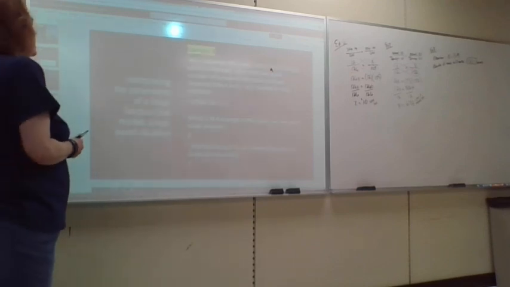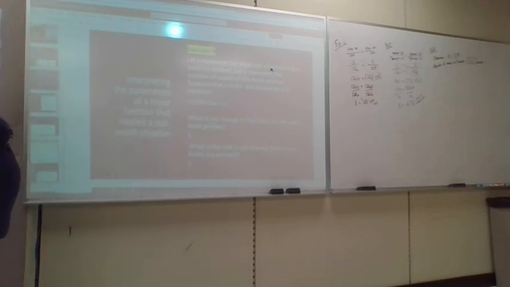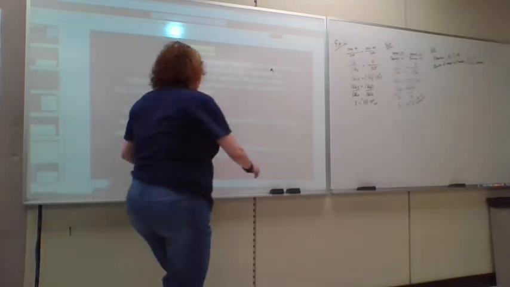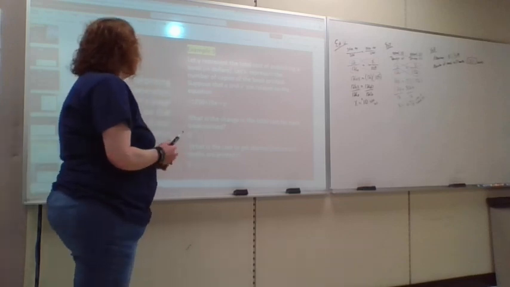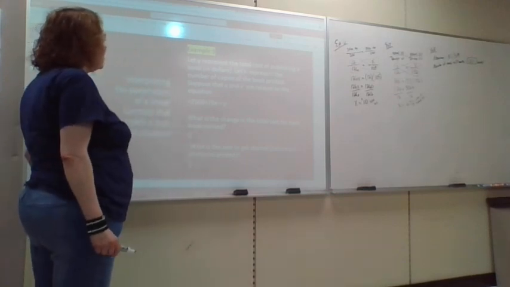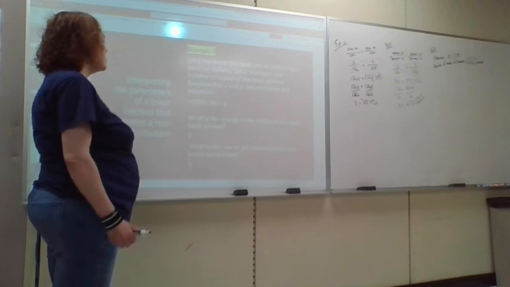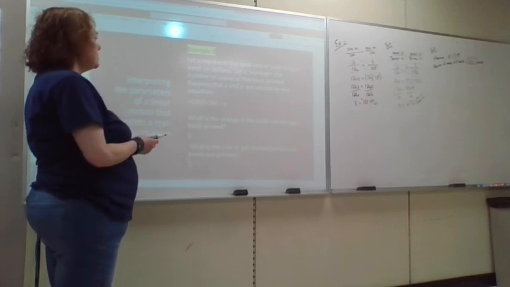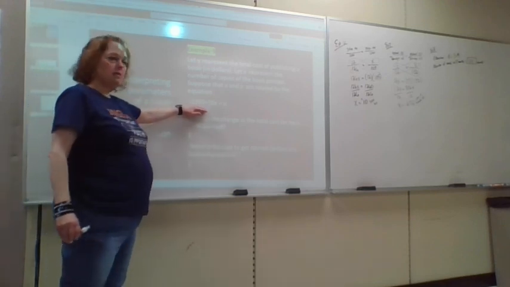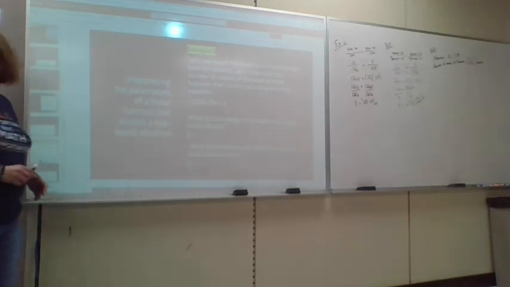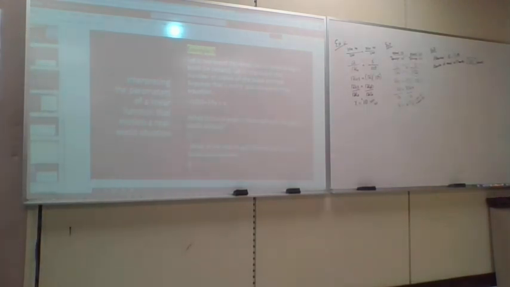Next example, we're going to be interpreting the parameters of a linear function that models a real-world situation. So let y represent the total cost of publishing a book in dollars. Let x represent the number of copies of the book printed. Suppose that x and y are related by the equation. So they gave us an equation, you'll see. I really don't think it's supposed to have that equal sign there. Yeah, it's better.